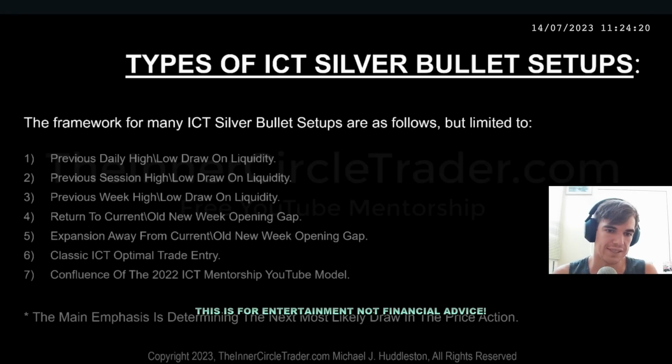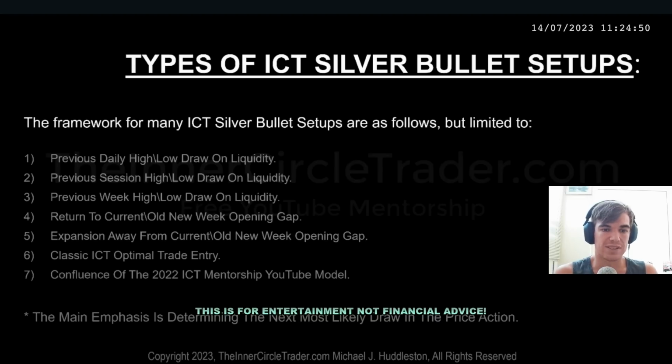The first one is previous daily high and low draw on liquidity. That can be very easily done. We're going to jump onto the daily, we're going to put some lines in, and we're going to see where the price is relative to the previous daily high and daily low. The next one is previous session high and low draw on liquidity. So if you're trading the Asian market, or the London market, or the New York market, where is the high and the low of the previous session?